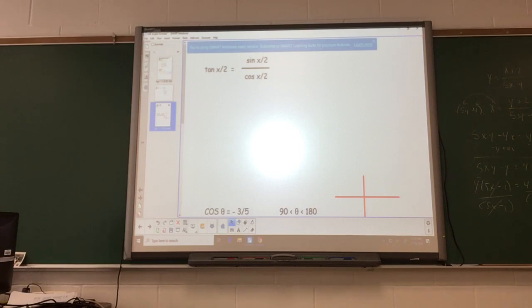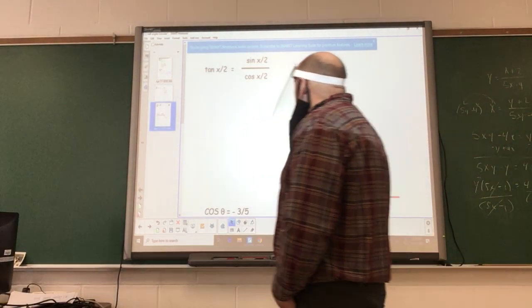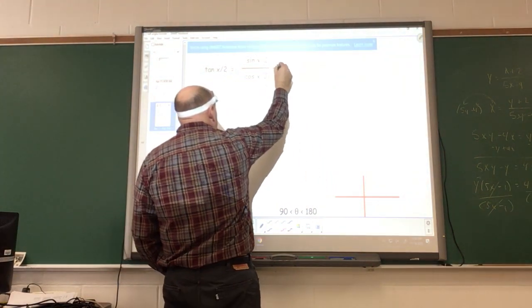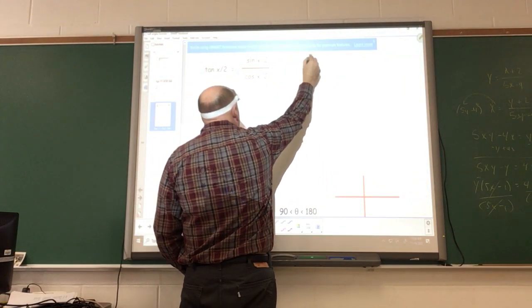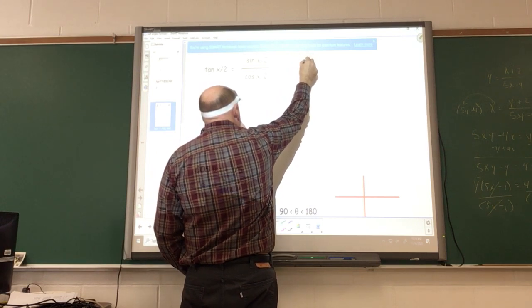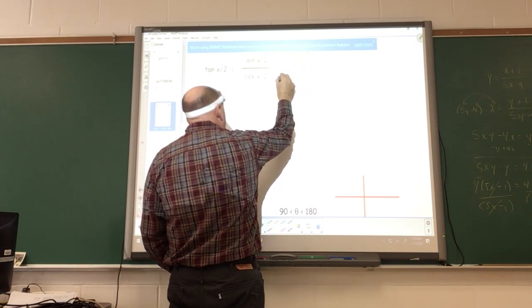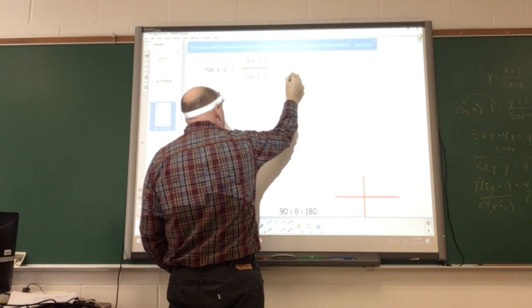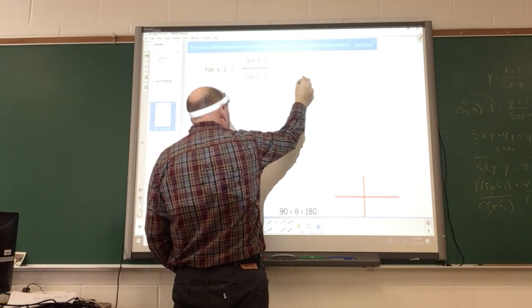Your tangent of half angle will give us 3 formulas, just like the cosine of a double angle. We'll get 3 formulas here. Your tangent of x over 2 is equal to sine over cosine of half angles. So if we take a look, this is plus minus square root 1 minus cosine of x divided by 2 over plus minus square root 1 plus cosine of x over 2.